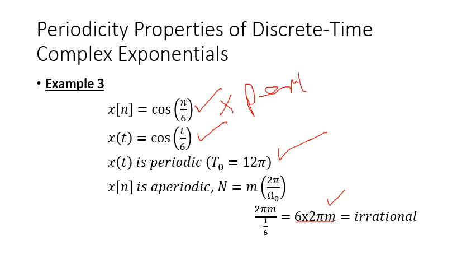You understand why: the condition for periodicity in the case of a discrete time signal is that not only should the period be positive, but it must also be an integer. That's why cos of n by 6 is not periodic. So not all discrete time sinusoidal signals are periodic, whereas in the case of continuous time, all sinusoidal signals are periodic.